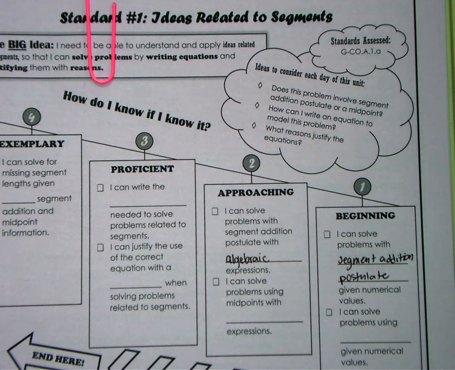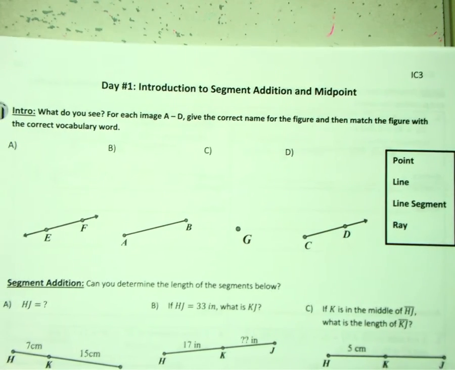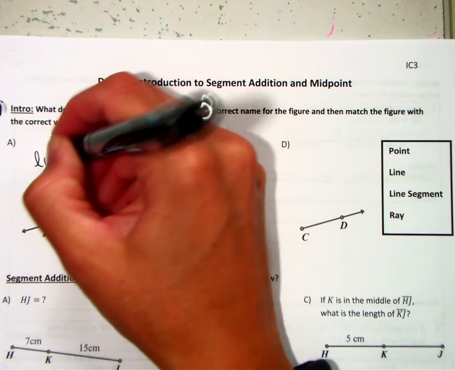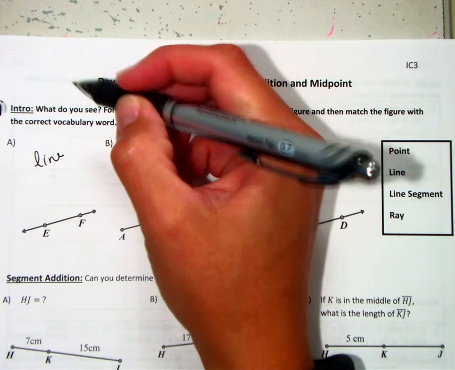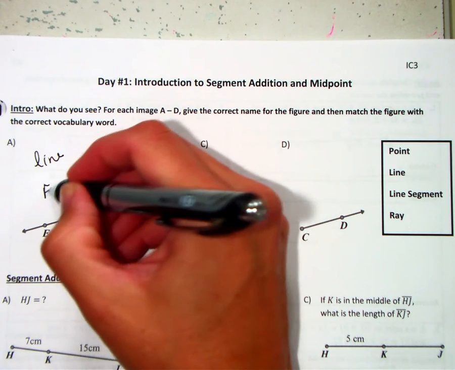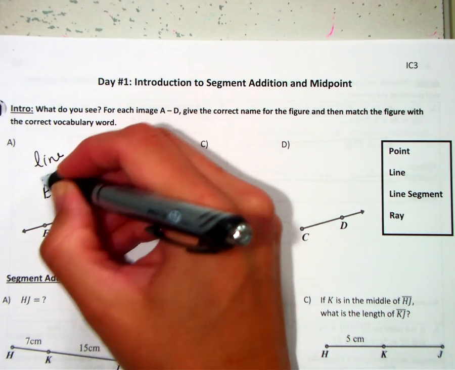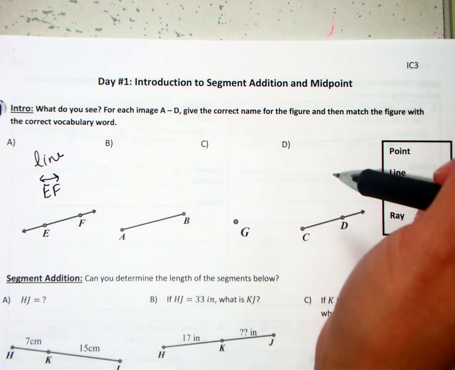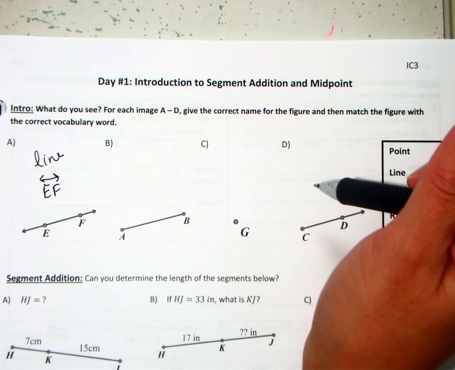Okay, so let's turn the page and get started. On the top here, it's just an intro or a reminder. Letter A, this is a line and can be written as EF. If you want to pause the video right here and try to do B, C, and D yourself before I continue, you can do that.